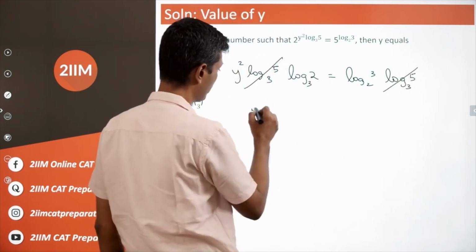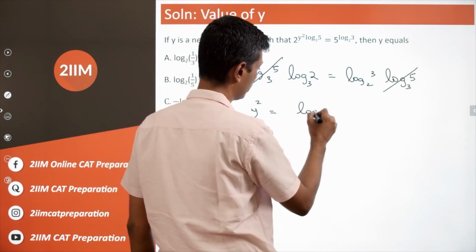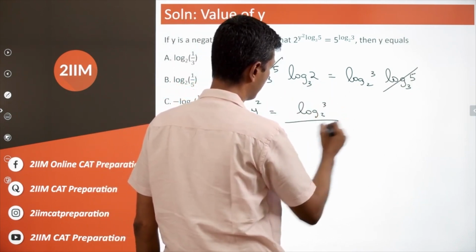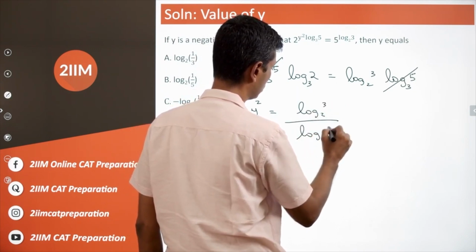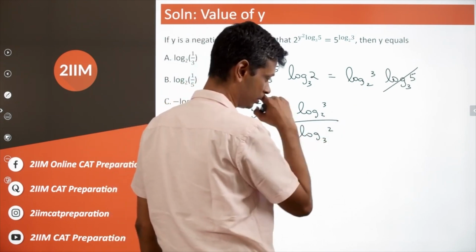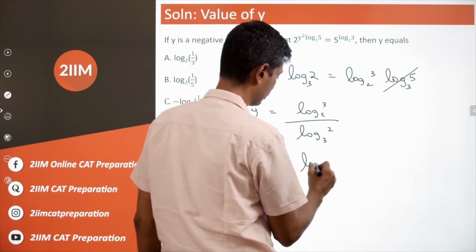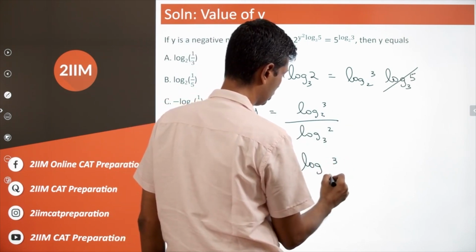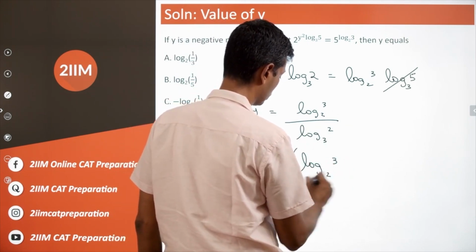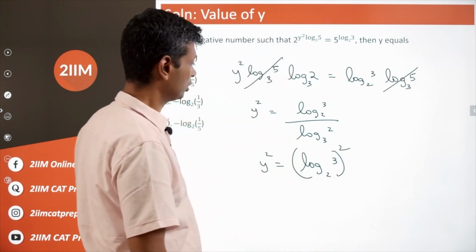So we have y square here equal to log 3 to the base 2 by log 2 to the base 3. Log 2 to the base 3 is 1 by log 3 to the base 2. So this is nothing but y square equals log 3 to the base 2 whole square, or y should be log 3 to the base 2.